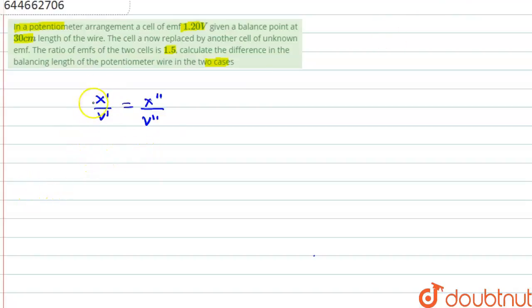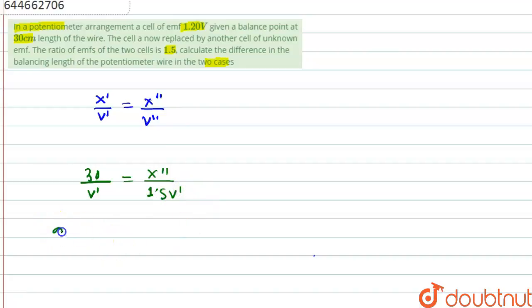Now you see x dash is given to us, right? So x dash is 30 centimeter upon v dash. For the time being, let me call it v dash only. It must be equal to x double dash, which is unknown here, upon v double dash. Now you see it is said 1.5 times. So I can write this v double dash as 1.5 times of v dash.